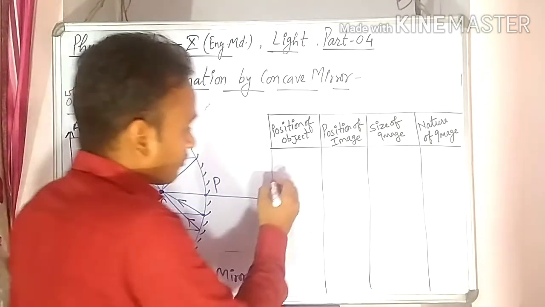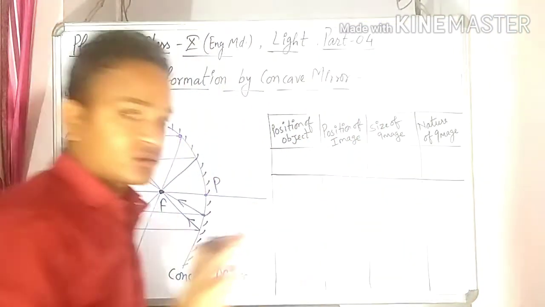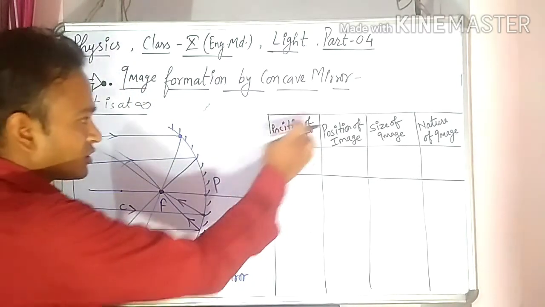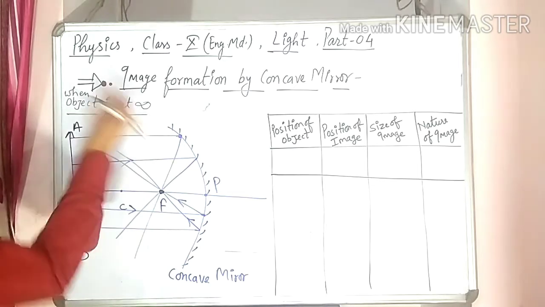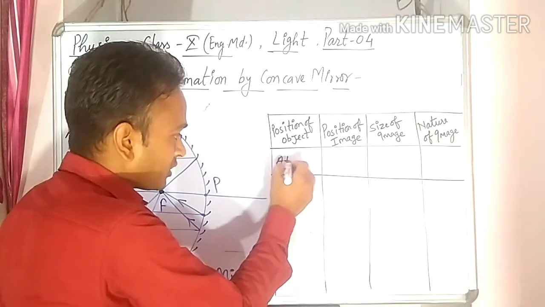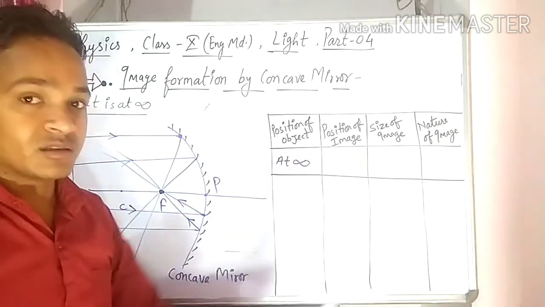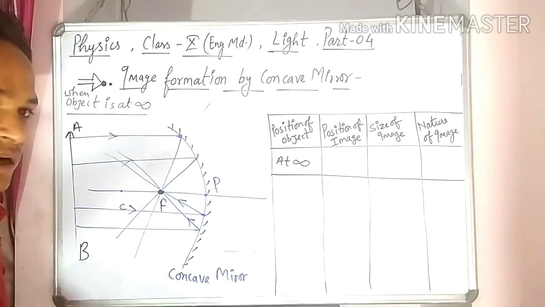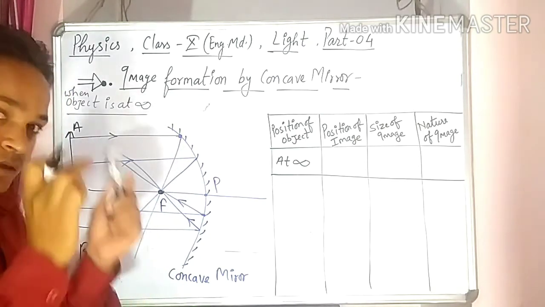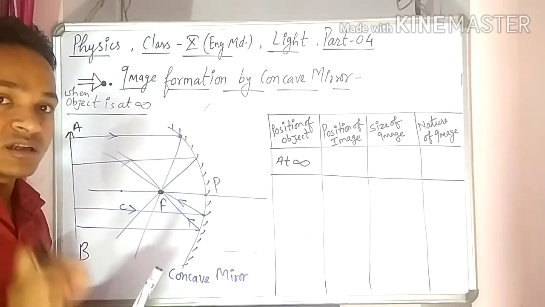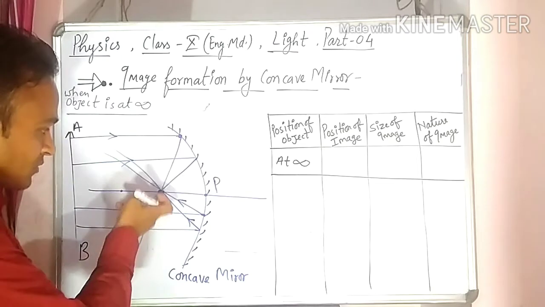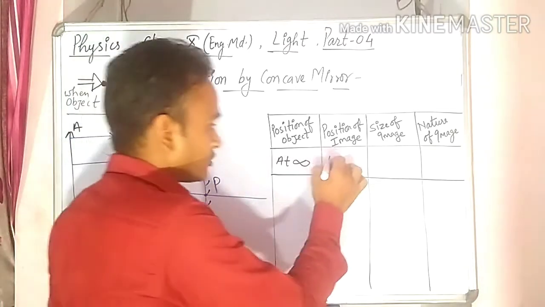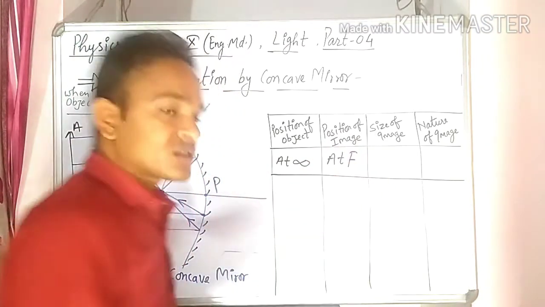So now fill this table. Don't be tense, you have to fill it very easily. First of all, position of object. Where is it placed? Object is at infinity. Position of image, that means where the image is formed. Image is formed here at F. How? I told you that an image is formed when two rays of light actually meet. They all are meeting at F. So position of image is at focus F.